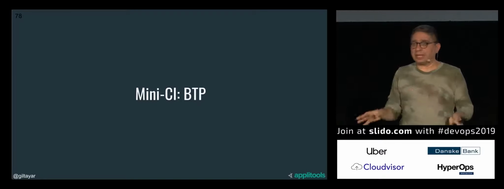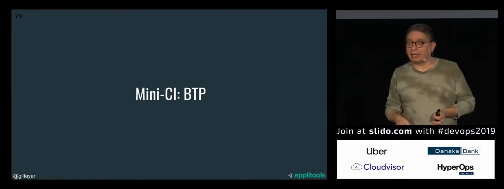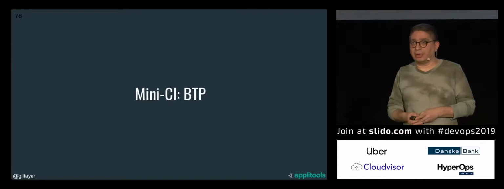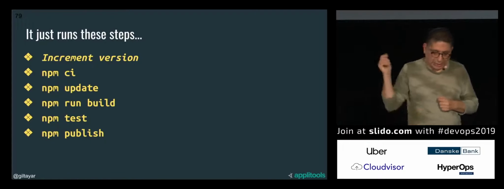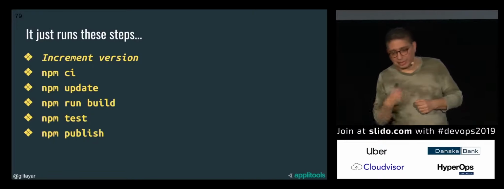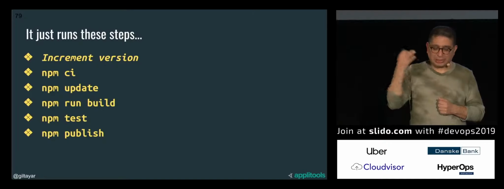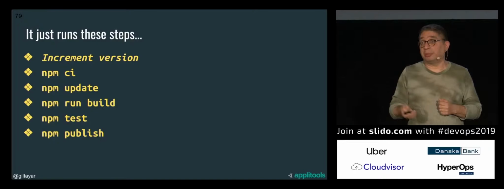So yeah, I don't like the situation where I don't have CI. Don't get me wrong. But it's not as bad as it was like 4 or 5 years ago. So that's what it does. It increments the npm version, runs npm install, update, run build, test, and publish.